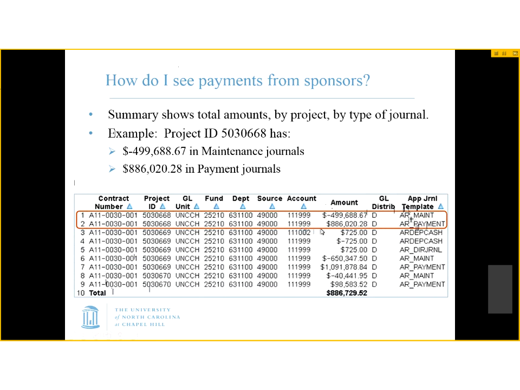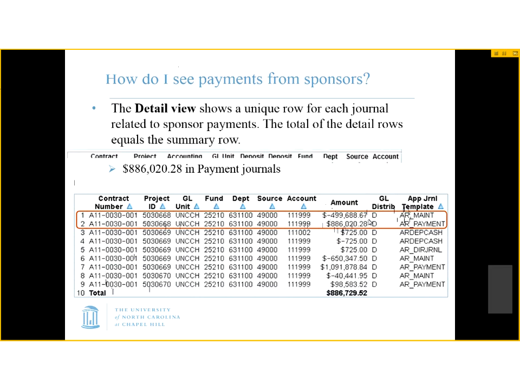So if I wanted to do the summary view, what this is really telling me is for this project, I've gotten in almost 886,000 and change in payment journals, and I've got negative 499,000 and change in maintenance journals. If I were to sum these together, I could see that I've more or less gotten 400,000 or so from my sponsor. Okay, so that's the summary view. It gives you a snapshot sum of how much you've gotten in by project or overall contract.